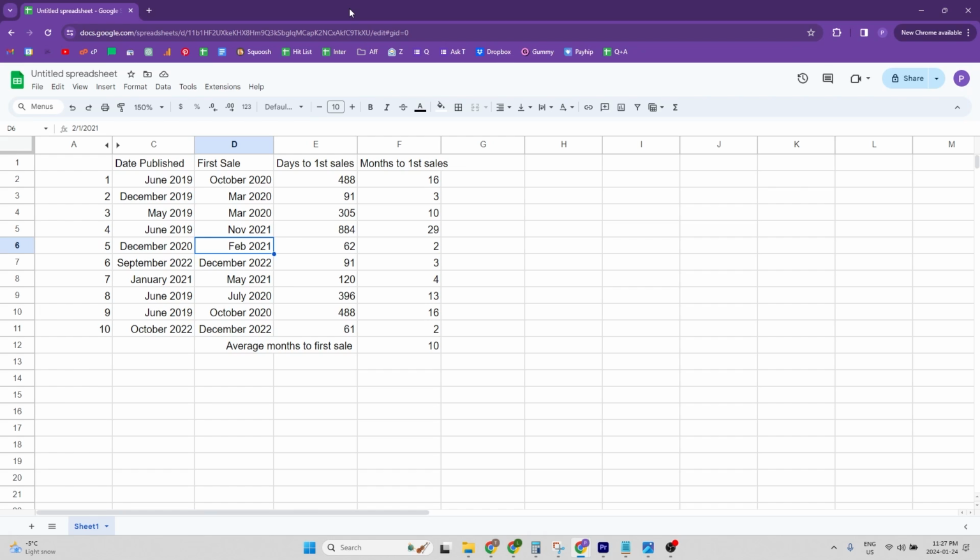So obviously 10 products is not enough to get a true sample and a true average of how long it really takes. I think you would need to look at least 50 to 100 products, but that would be a very long video. But this gives us an idea. So I would say on average, you're looking at around 8 months to make that first sale.